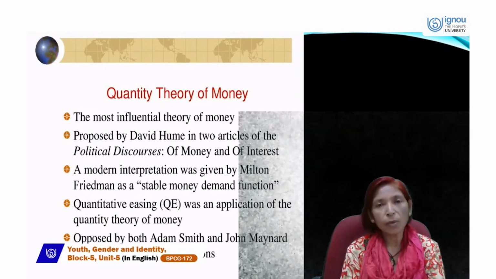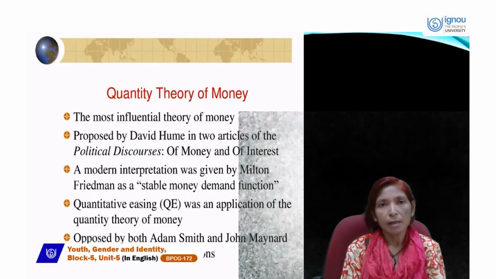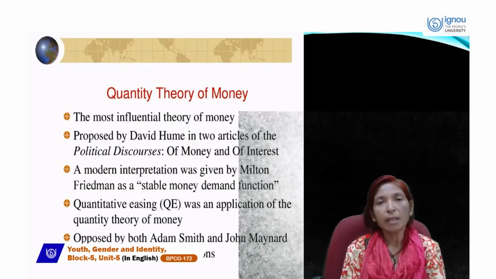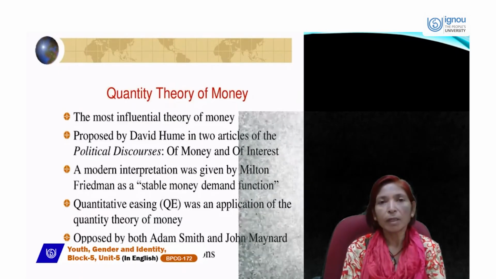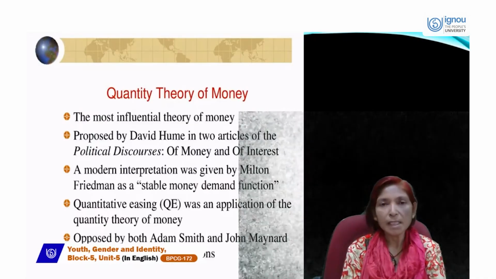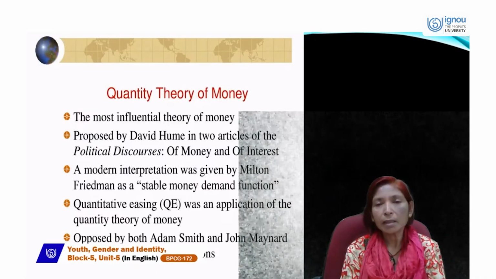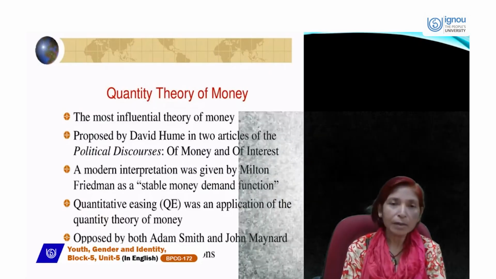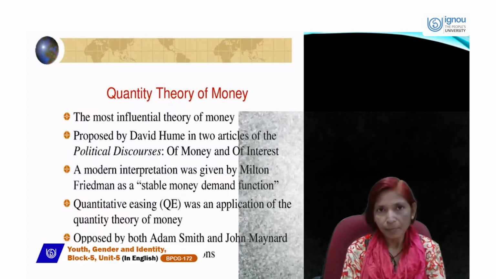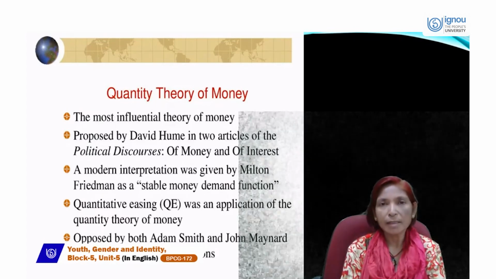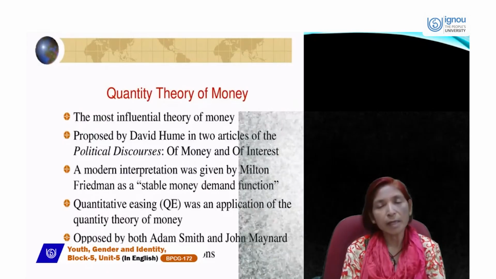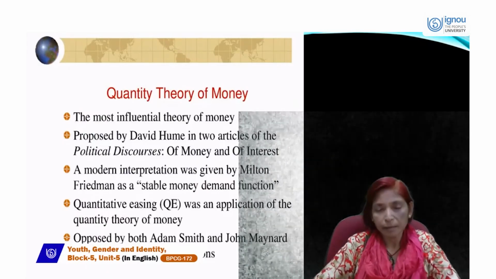John Maynard Keynes is known as the father of macroeconomics because J.M. Keynes introduced macroeconomics at the time when the whole world was suffering from depression. The famous book of J.M. Keynes is The General Theory of Employment, Interest and Money, which was published in 1936. And he introduced macroeconomics at the time of depression during 1929 to 33. This time period was known as the depression period.